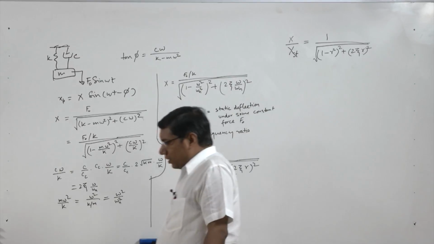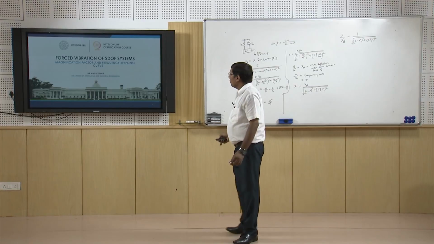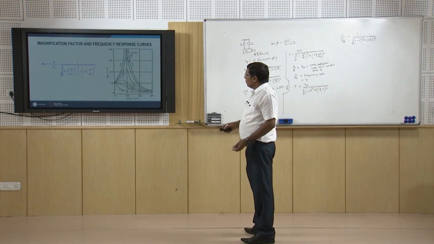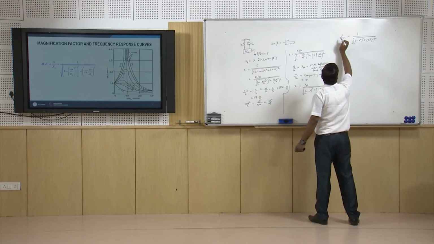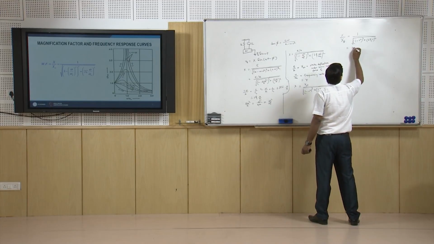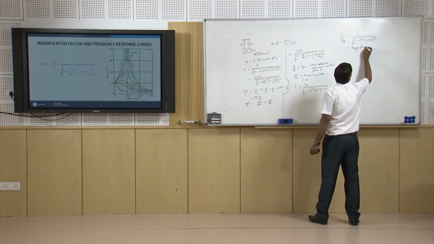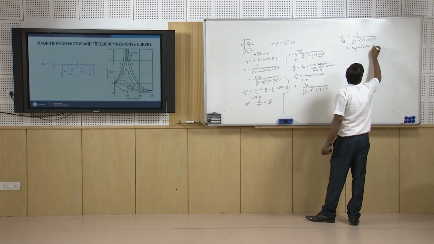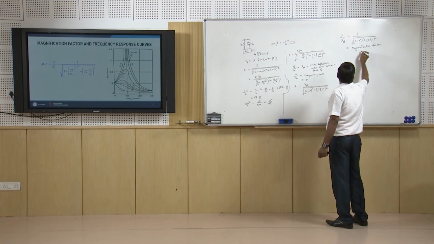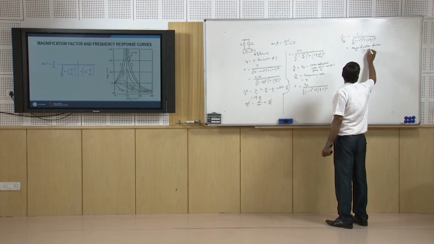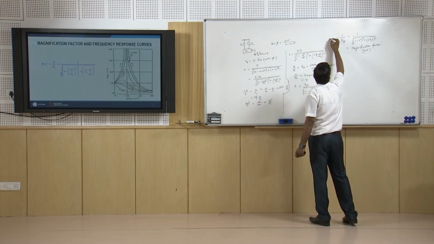So this quantity X by Xst is nothing but what is called the magnification factor. So this is called the magnification factor, let's say MF, we represent it as MF. So this is equal to MF.